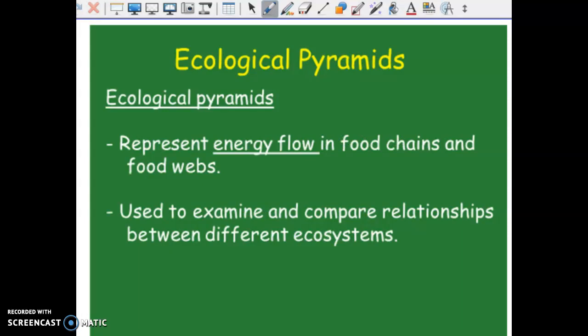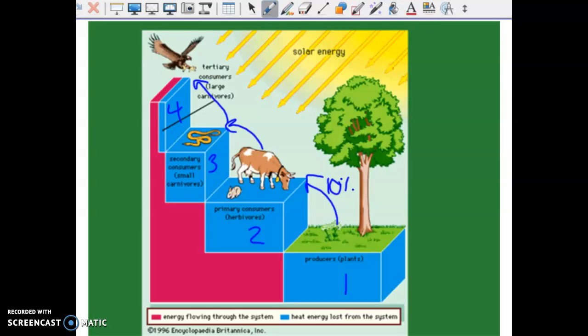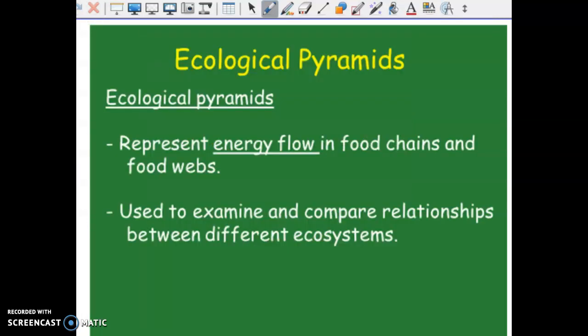Okay, so let's talk about an ecological pyramid or an energy pyramid. So this is similar to what we're going to be doing. See how it's kind of in a pyramid shape? It's half a pyramid. Anyway, what we're looking at here is just a visual representation to show energy flow in a food chain or a food web.